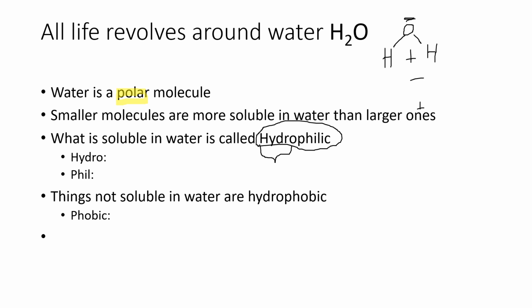Really, one of the things that happens is even with polar molecules, the smaller a molecule is, the more likely it is to dissolve. Larger ones tend to have less likelihood of dissolving, even if they are polar. Now, if we have something that is not dissolvable in water, not soluble in water, we call it hydrophobic. Hydro, I already told you, means water. If phil means love, phobic, a phobia is a fear of, so hydrophobic would be fear of water. So things that are not water soluble are nonpolar, and they would be hydrophobic.